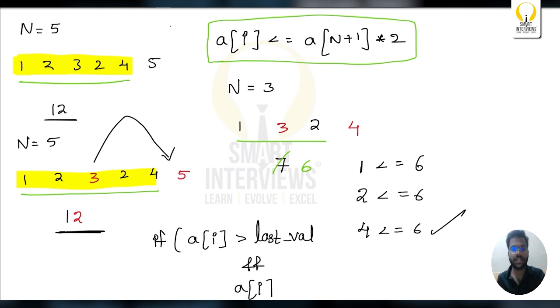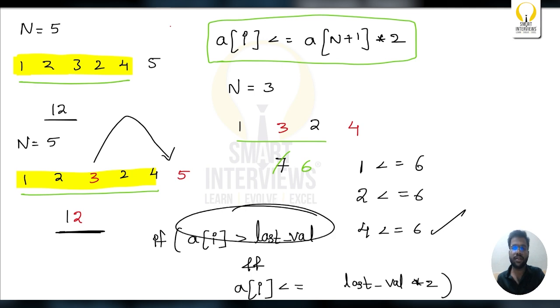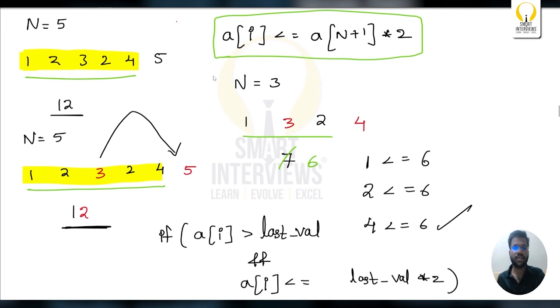If a of I is greater than last value, and if a of I is less than or equal to a of n plus 1. Not take it as n plus 1. You can simply say it as last value into 2. Okay, if both are satisfying, then you can swap the elements. After swapping, you can simply find the sum value. Okay, now let's see one more example.